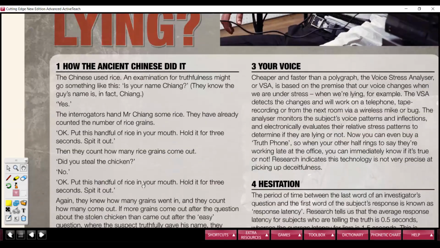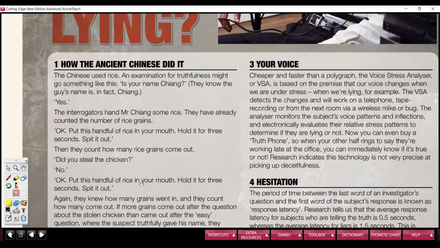How? I'm going to put this out for you. How do they know that the guy is lying? Analyze what happens with those rice grains. Any idea? No? Okay, let me tell you.